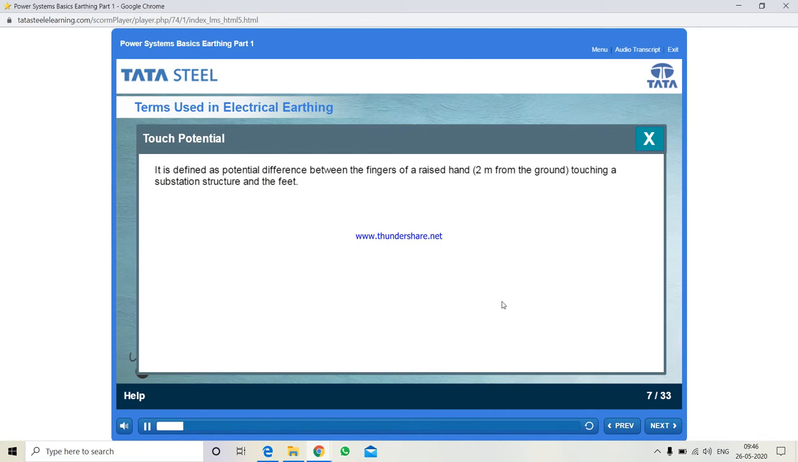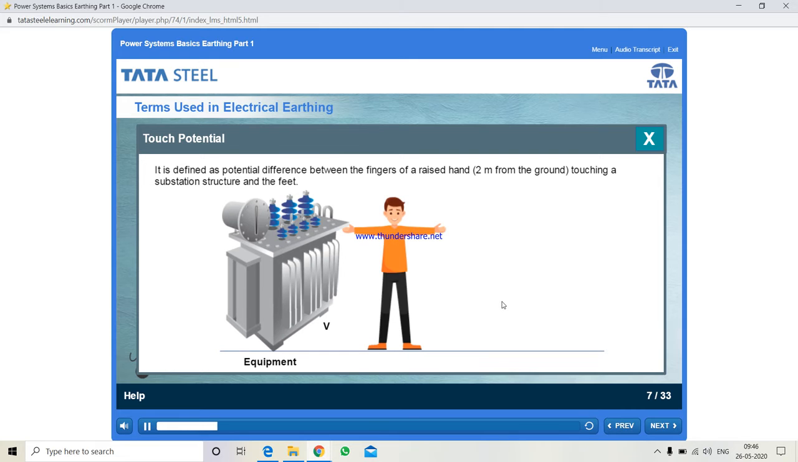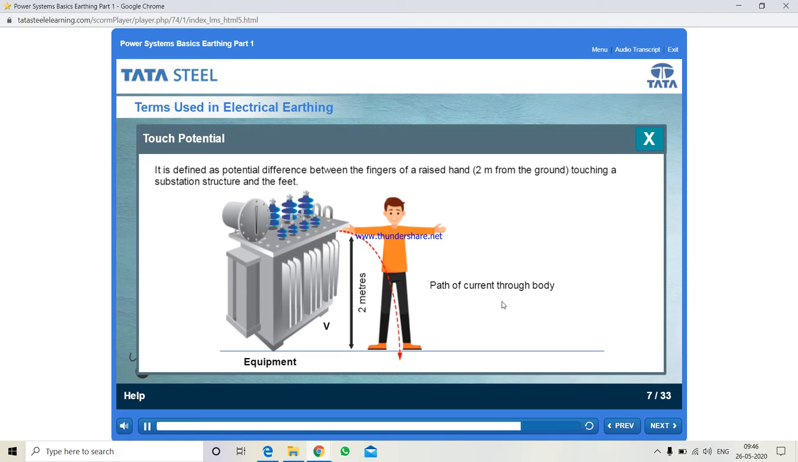Touch potential. It is defined as potential difference between the fingers of a raised hand 2 meters from the ground touching a substation structure and the feet of the person. For instance, if the distance from ground is 2 meters, then the touch potential should be small, within 100 volts, so that the person does not get a shock even if the ground structure is carrying a fault current.